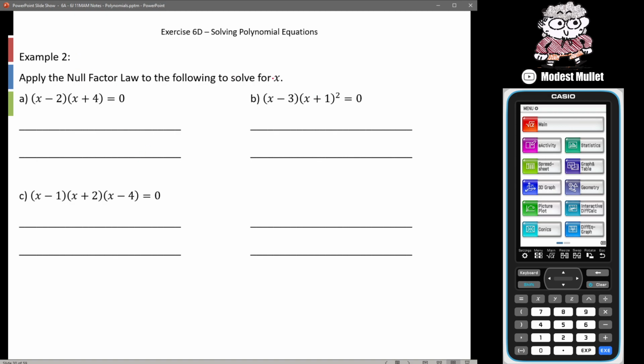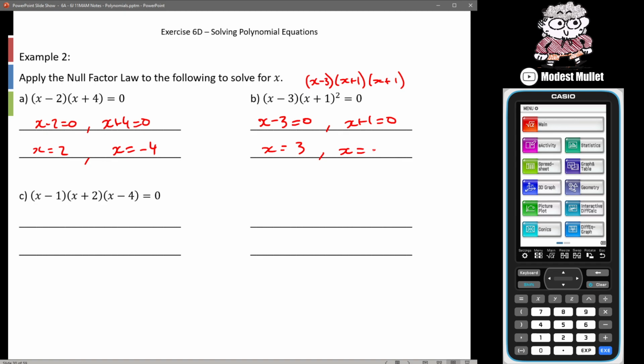So applying the null factor law, solve the following for x. This is already factorised for us, so straight away we can say x minus 2 is equal to 0, or x plus 4 is equal to 0, so we get x is equal to 2, x is equal to negative 4. Over here, just quickly note there is a square, which if we wanted to write this expanded out would be x minus 3, x plus 1, x plus 1 again. So it's just a repeated root, but same thing, we get x minus 3 is equal to 0, or x plus 1 is equal to 0, so we get x is equal to 3, or x is equal to negative 1.